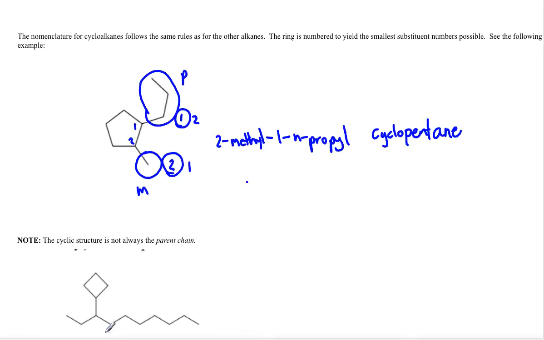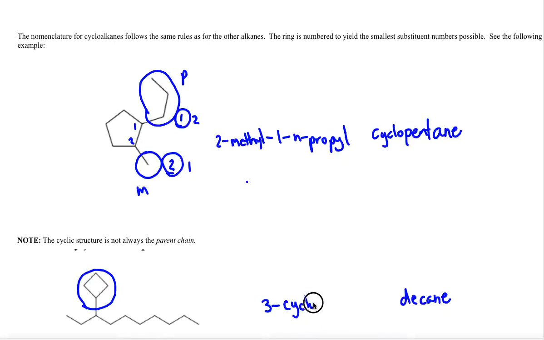Now in this one here, the parent chain is clearly the longer chain here instead of the ring. 1, 2, 3, 4, 5, 6, 7, 8, 9, 10. So this is a decane. And then this is a group that's attached. 1, 2, 3. It's going to be on the 3rd carbon. And we build the name the way we would expect.